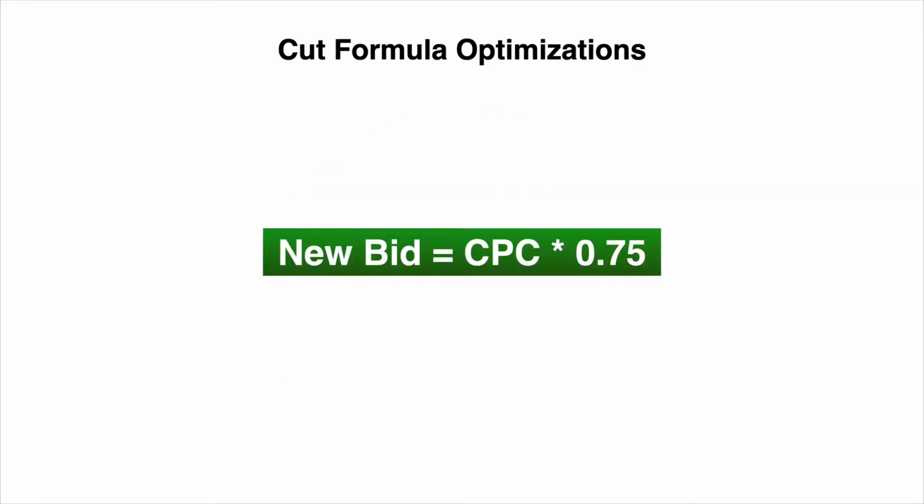So here is the formula that we use to make the change. So the new bid, which is the bid change, is going to equal the cost per click times 0.75. So if it has 8 clicks or more, 0 orders, and greater than $1 spend, then we decrease the bid to CPC times 0.75.